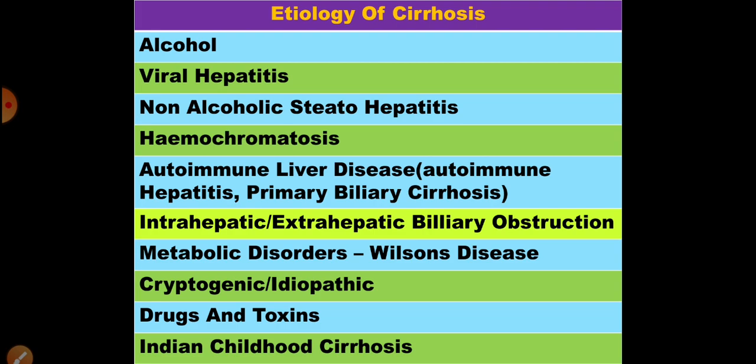Then the etiology of cirrhosis, the causes of cirrhosis. Alcohol and alcoholic liver disease are the most common cause for cirrhosis. Next is viral hepatitis, non-alcoholic steatohepatitis, hemochromatosis, autoimmune liver diseases, intrahepatic and extrahepatic biliary obstruction, metabolic disorders like Wilson's disease and alpha-1 antitrypsin deficiency, cryptogenic or idiopathic cirrhosis, drugs and toxins, Indian childhood cirrhosis.